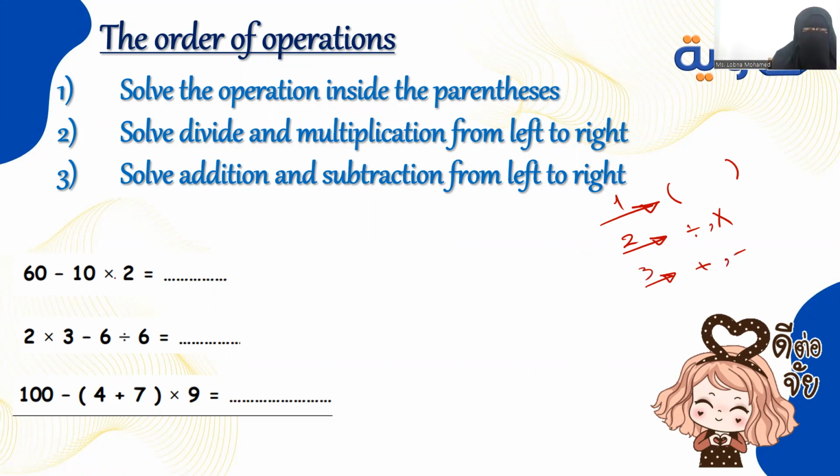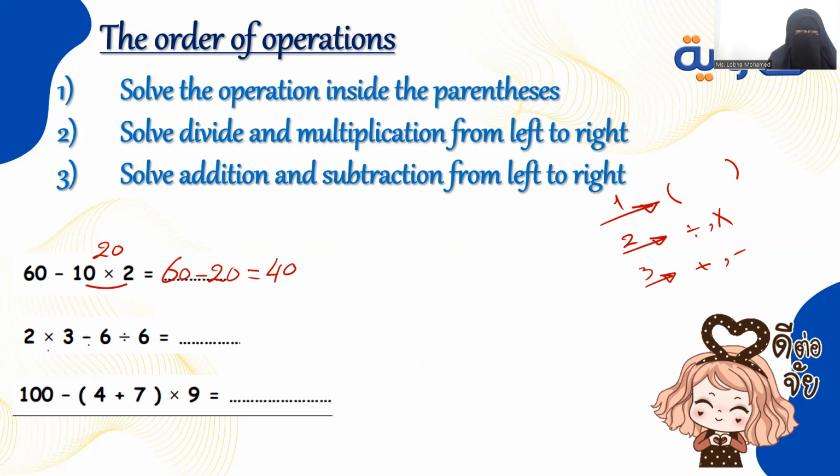Let's start. Now we have minus and times. You will start with which one of them? Of course, times, because it's stronger. So 10 times 2 is gonna be 20. Now we have a new equation. 60 minus 20 equals what? Equals 40.